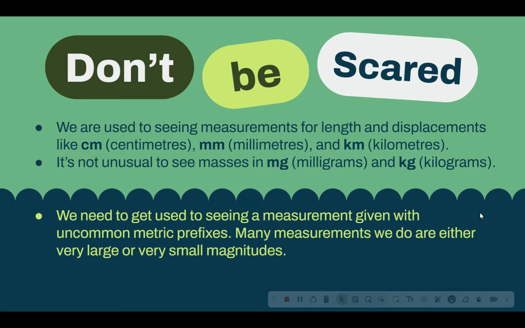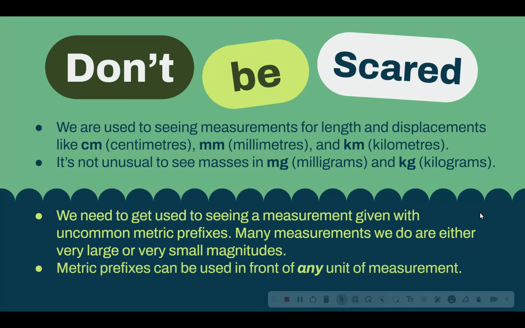That's because there are so many measurements that we do that are for very large values, like the mass of a planet or the distance between stars. But there are also very small measurements we do, like the mass of an electron or the energy of a single photon of light. So we have to get used to these other measurements as well. Metric prefixes can be used in front of any measurement that we do. It doesn't have to be just millimeters and milligrams. We can see those metric prefixes in front of anything.